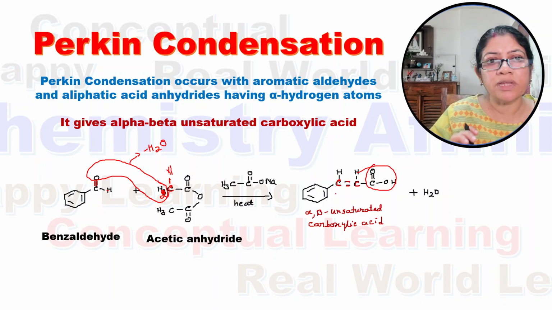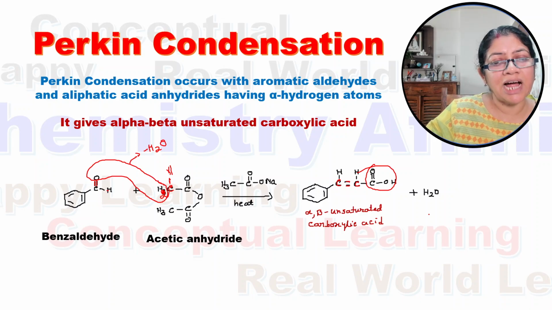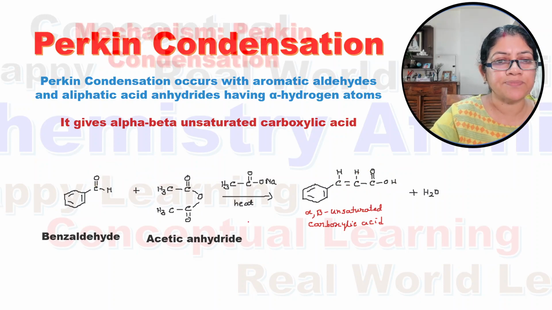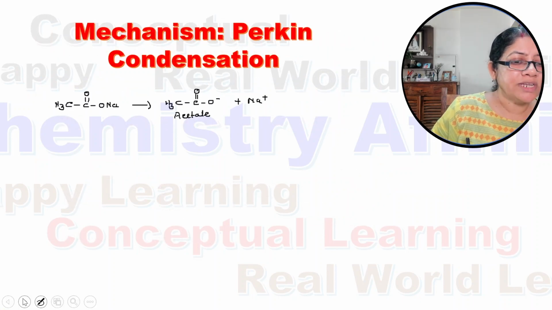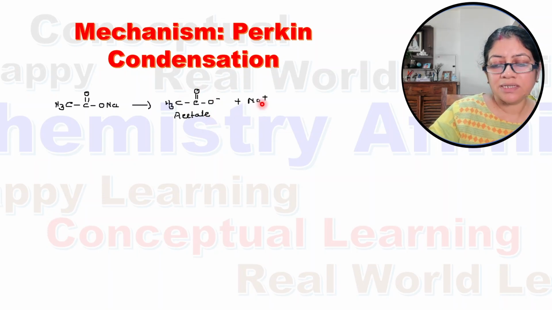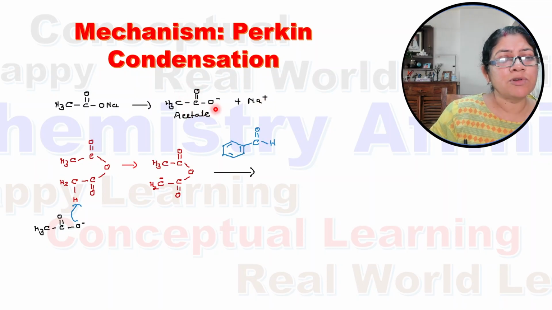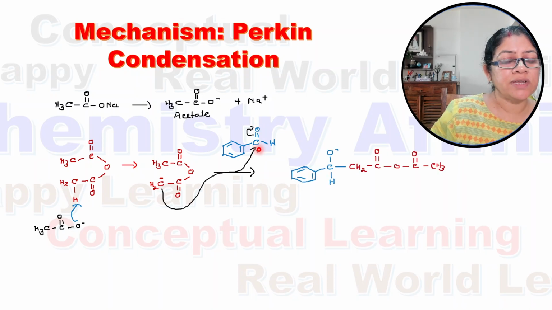Now let's explore the mechanism to know how we get the alpha beta unsaturated carboxylic acid. First, sodium acetate gives the acetate anion and Na plus, CH3C double bond O minus. This acetate anion acts as a base. It abstracts the alpha hydrogen from acetic anhydride, and a nucleophile is generated. Now in benzaldehyde, this carbon is electrophilic in nature. So the nucleophile attacks the electrophilic carbon and a new bond forms between the two carbon atoms.